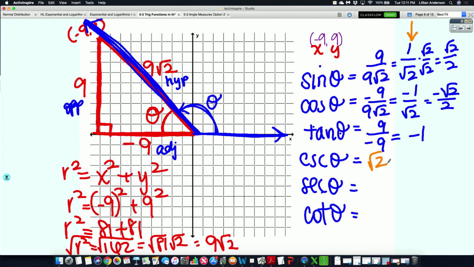Secant is the reciprocal of cosine, so I'm going to flip that non-simplified form. So what does that become? Square root of 2 over negative 1, which becomes what? Negative square root of 2. What about cotangent? I have to flip tangent, so that's just going to be what? Still just negative 1. And those are your trig functions for the ordered pair 9, negative 9. Literally almost the same thing we're doing in 5-1, but now we're just incorporating it into a coordinate plane to lead us into the unit circle. Questions?